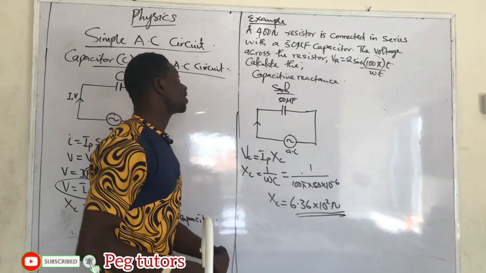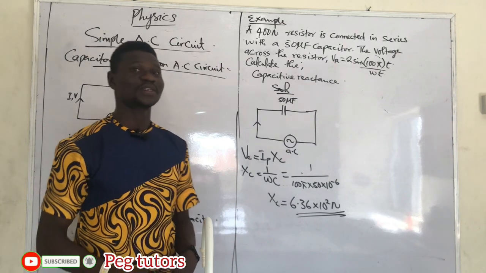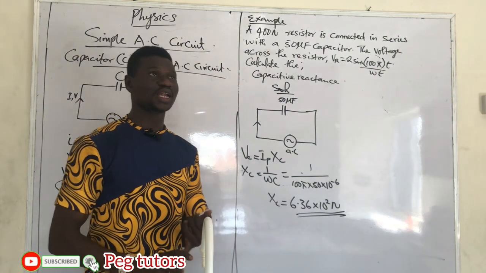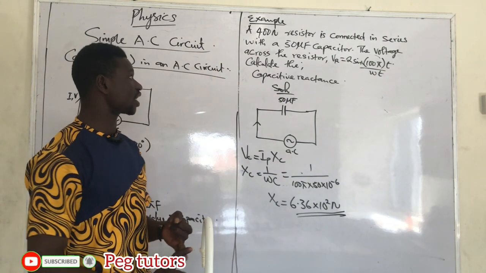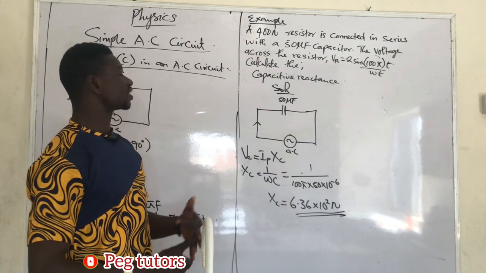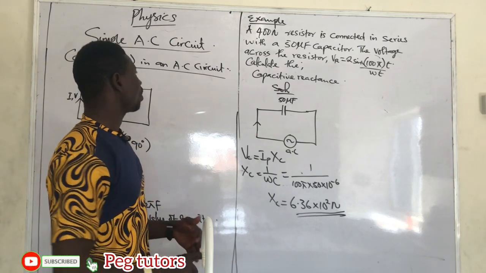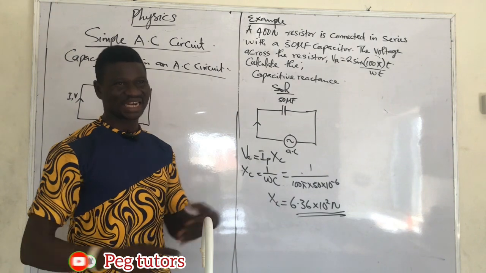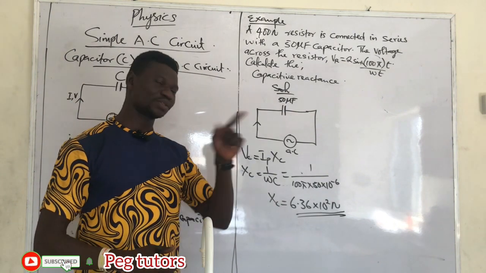All right, we'll meet in our next video. We have done the resistor in the AC circuit, we have done the inductor in the AC circuit, and now we have done the capacitor in the AC circuit. We're going to be looking at resistor and inductor connected together in an AC circuit in our next video.